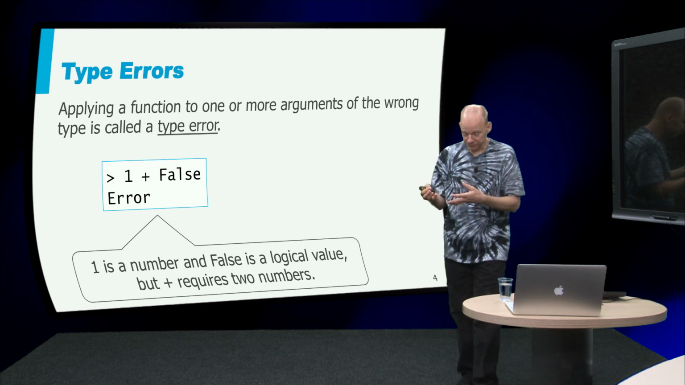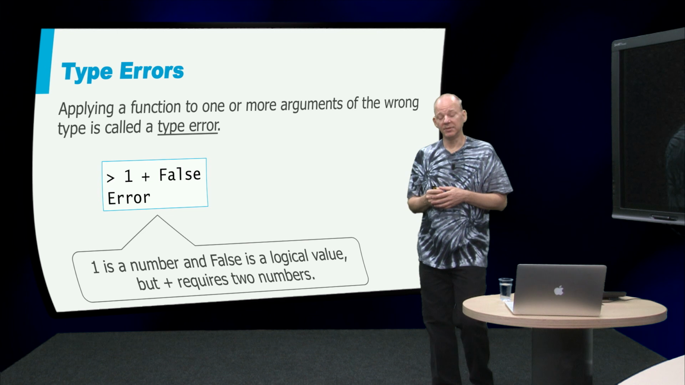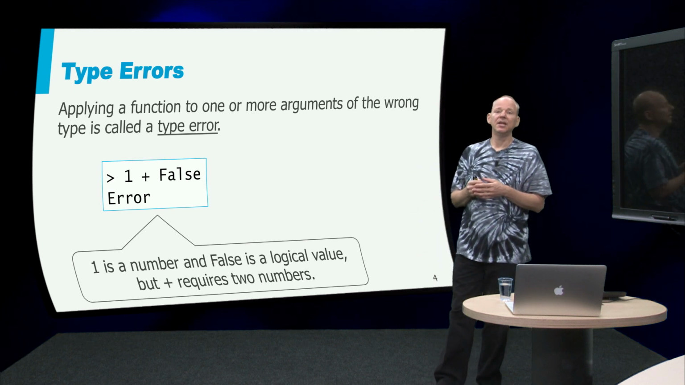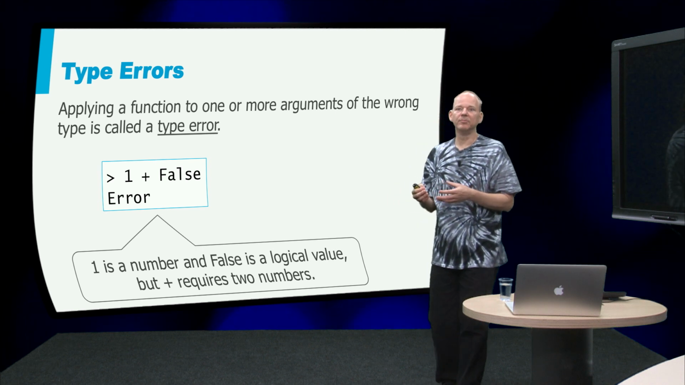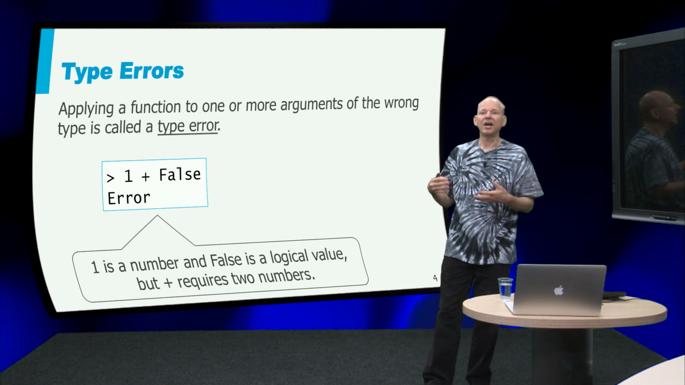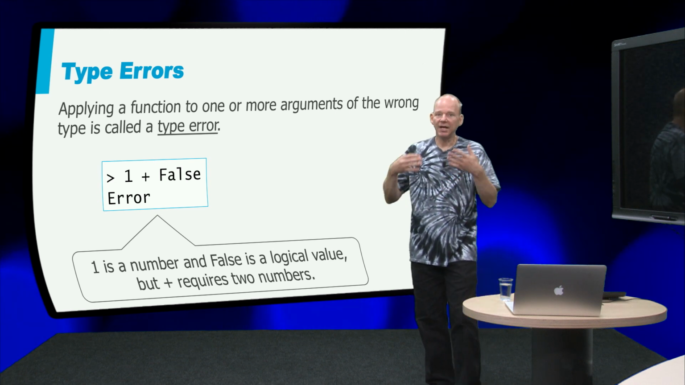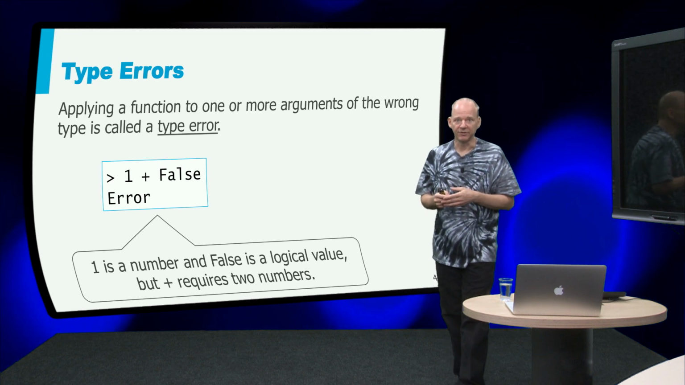There's no way to add a number to a Boolean. Now, to go back to the example of diet, if you have a certain diet, maybe you're not allowed to mix meat and dairy products. So that would be a type error in the food world. And in the programming world, we have the same kind of type errors.